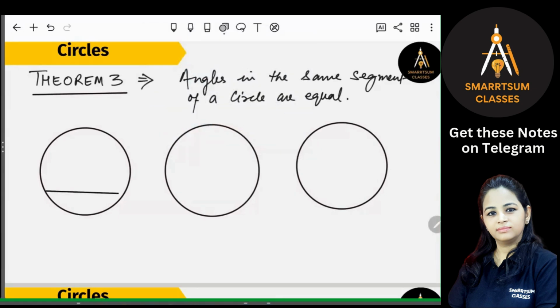Suppose this is AB, the chord AB, which we have taken here. Now here we have taken this exactly in between, that is, it is a diameter. And the third one, you can also draw like this. And the third one, which we are taking, is here.